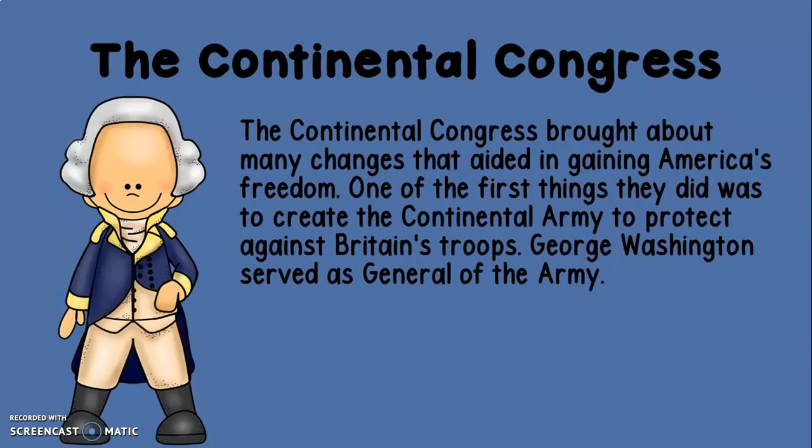The Continental Congress brought about many changes, so it caused many changes that aided or helped in gaining America's freedom. One of those things that they did was to create something called the Continental Army to protect against Britain's troops. George Washington was the general of that army.